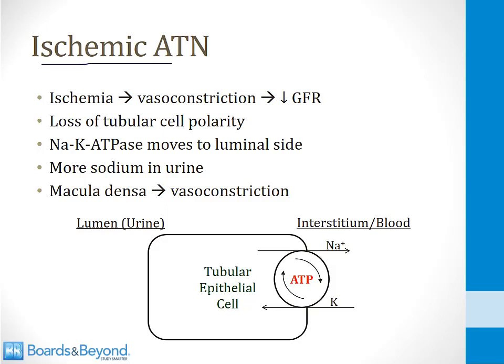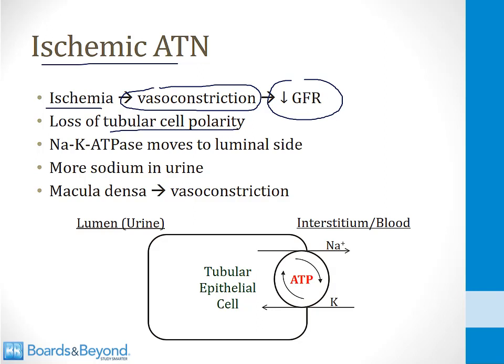Let's talk about ischemic ATN in a little bit more detail. When there is ischemia to the kidneys, this leads to vasoconstriction. It's high yield to remember this. Vasoconstriction of blood vessels that supply the glomeruli with blood flow, and this leads to a severe drop in GFR in addition to necrosis of tubular cells. The reason that vasoconstriction occurs is because there is loss of tubular cell polarity. Let's talk about what that means now.